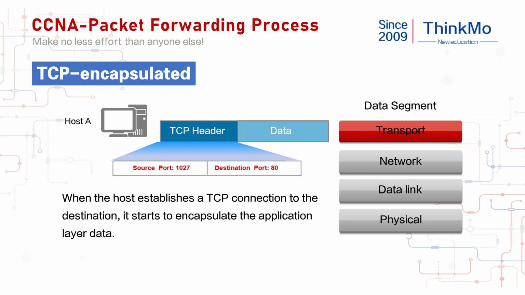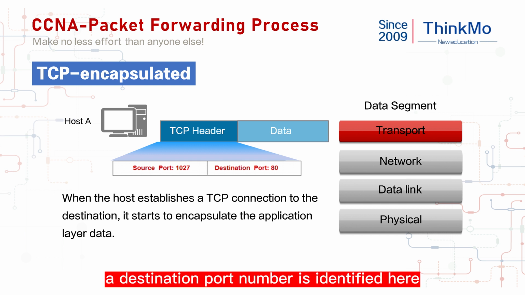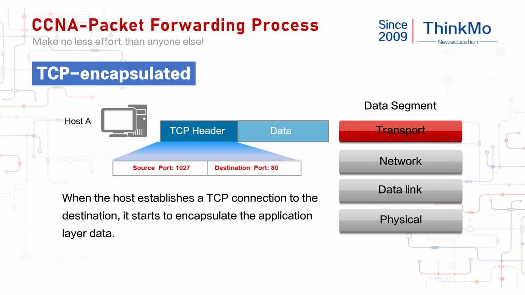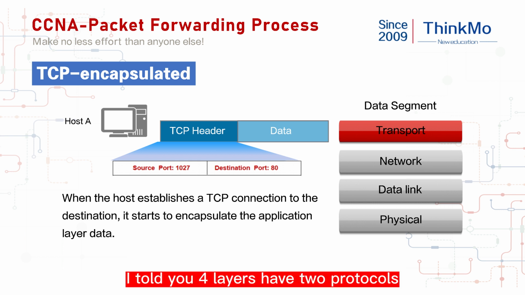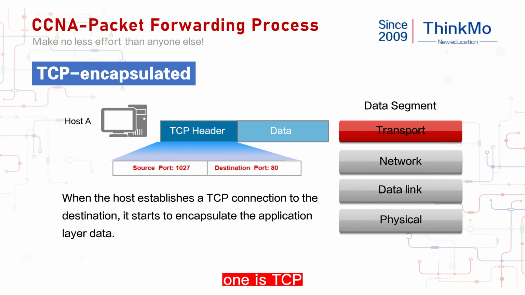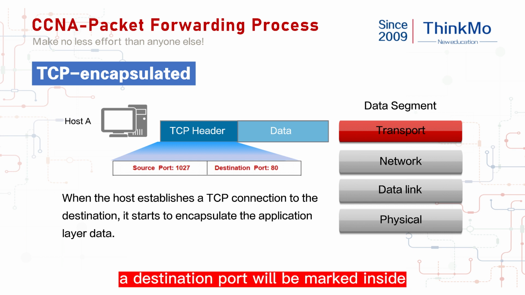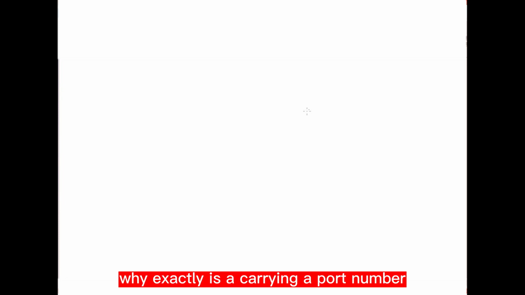In this picture, you can see a data we send. A destination port number is identified here. When we talked about the model, I told you the 4th layer has 2 protocols. One is TCP. The other is UDP. A destination port will be marked inside. Before we talk about this picture, I want to draw a picture. Okay. Let's talk about this in detail. When data is being sent, why exactly is it carrying a port number?